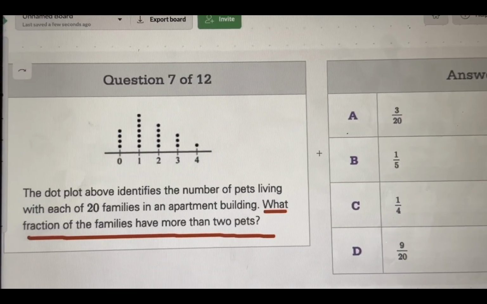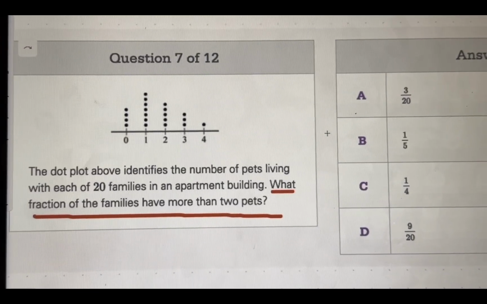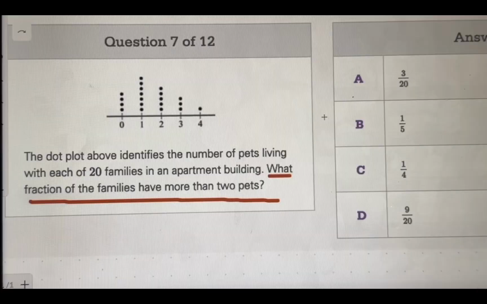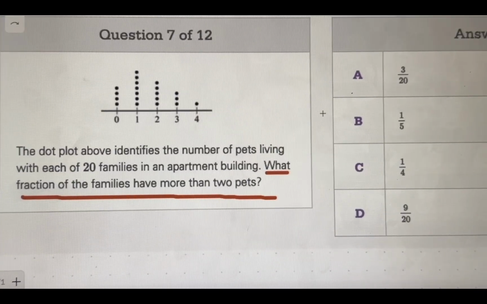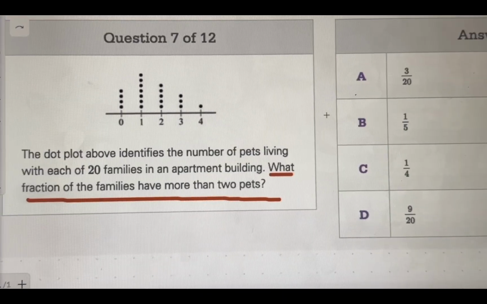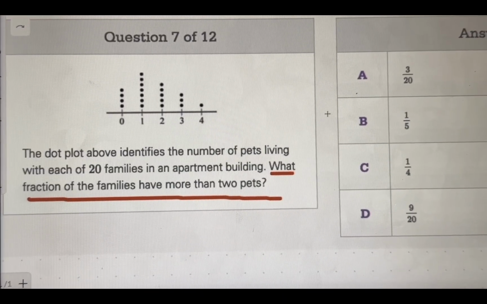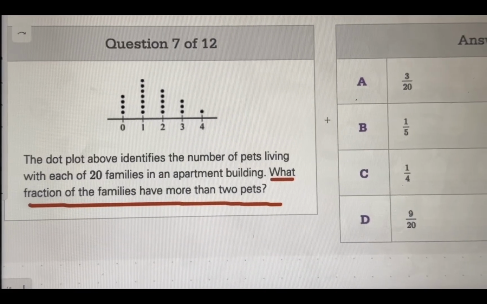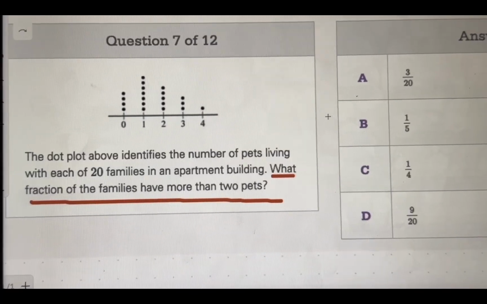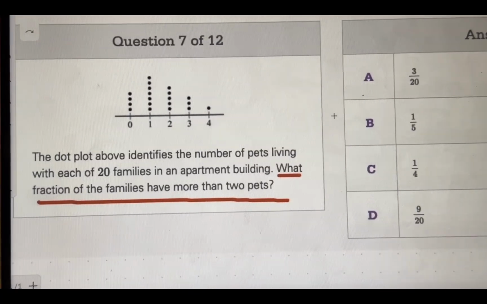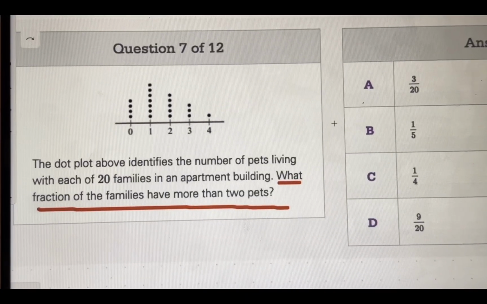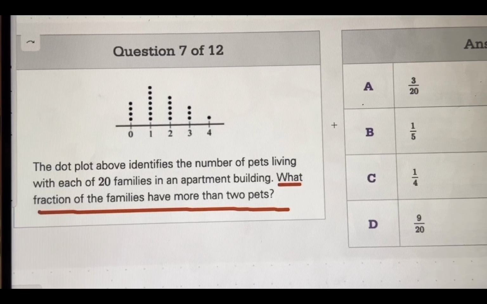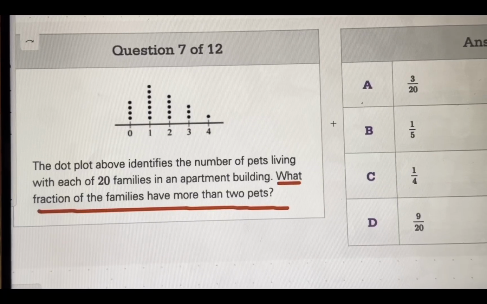Well, first, let's ask this question. How many families have more than 2 pets? Could you tell me that? 1 family. Where are you getting that number from? On the dot on the top. Can you show me on the graph what you're looking at? Oh, you're asking what family has more than 2 pets? I want to know how many families have more than 2 pets. Oh, okay. I understand what you mean now.